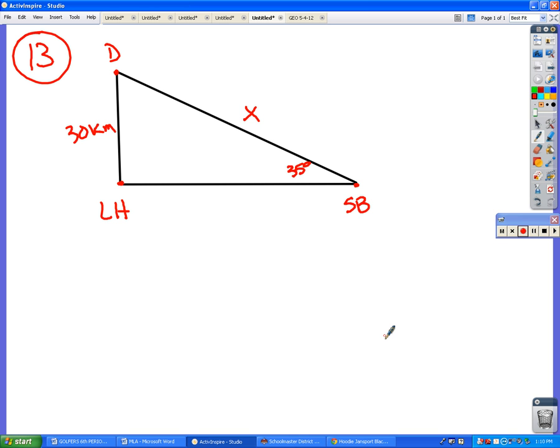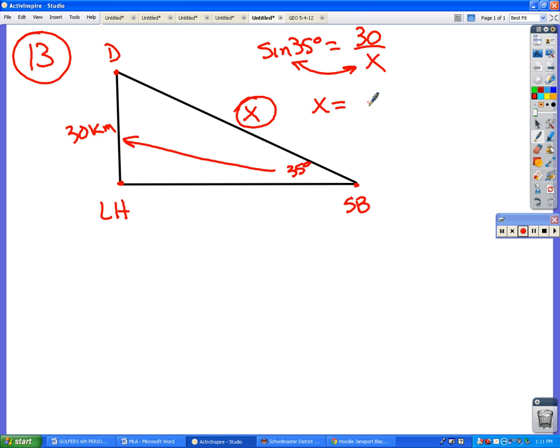Since we know the opposite side and we're trying to find the hypotenuse, that means we're using sine. So the sine of 35 is equal to the opposite side, which is 30, over the hypotenuse. So how do you solve that? 30 divided by the sine of 35. We do the old switcheroo and rewrite it as x equals 30 over sine of 35 degrees. Type that into your calculator and you get about 52 kilometers if you have done it correctly.